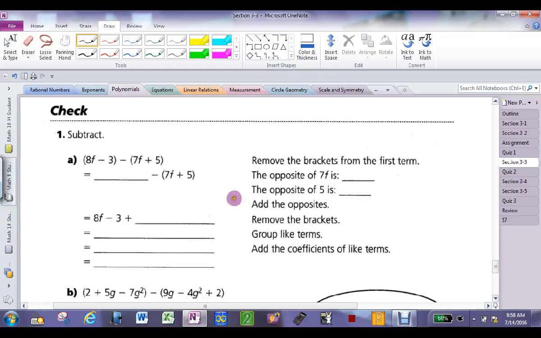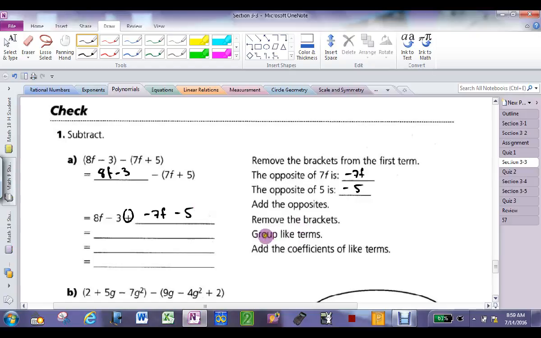So I'm going to follow the instructions. I will remove the brackets from the first term, 8f minus 3. I will then change to the opposite. I have done it right there. The opposite of 7f is negative 7f. The opposite of 5 is negative 5. So this becomes negative 7f and minus 5.